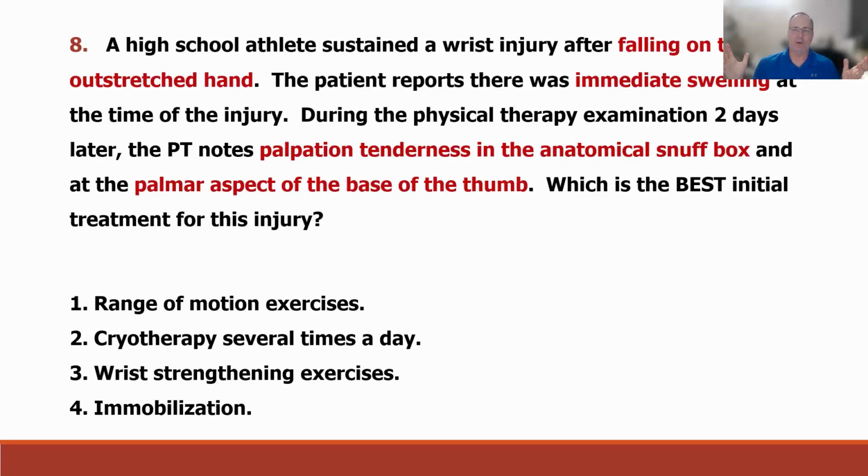And here's the question that involves the FOOSH mechanism of injury, palpation in the anatomic snuff box, and at the palmar aspect of the base of the thumb. What is right there at the palmar aspect of the base of the thumb? Scaphoid tubercle, right? So in the anatomic snuff box, and then also, yeah, the carpometacarpal joint is going to be there as well, Katrina. But combined with the fact that they have palpation tenderness in the anatomic snuff box, and our scaphoid tubercle is going to be right there at the base of the thumb.